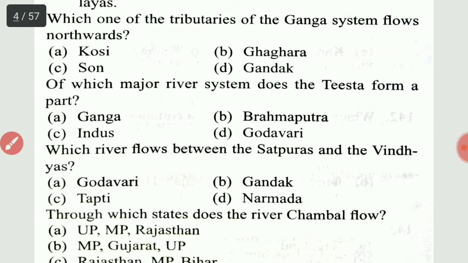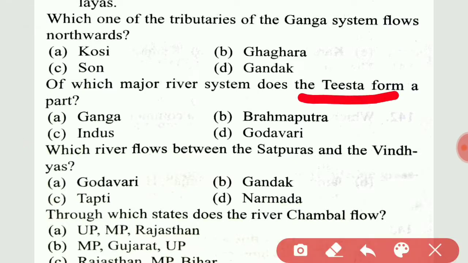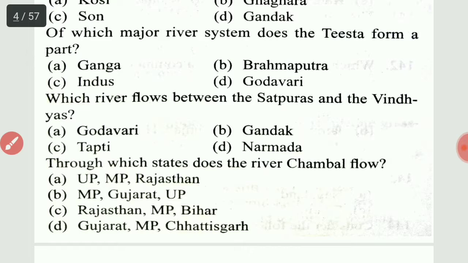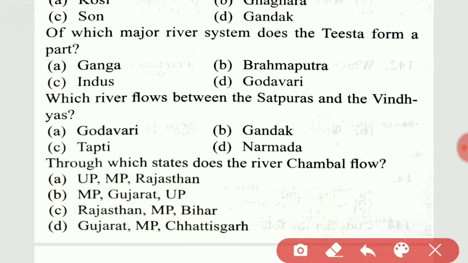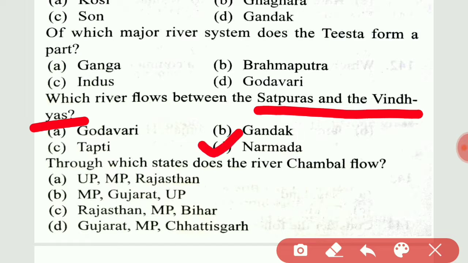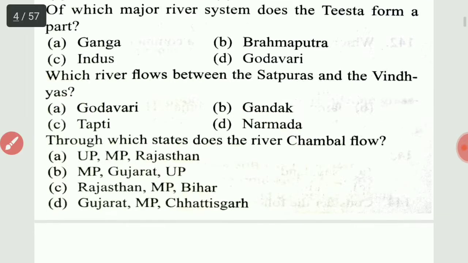Next, of which major river system does the Tista form a part? That is option B, Brahmaputra. Next, which river flows between the Satpura and Vindhyas? Very, very important question. Very common question. The answer is Narmada, that flows between the Satpura and the Vindhyas.